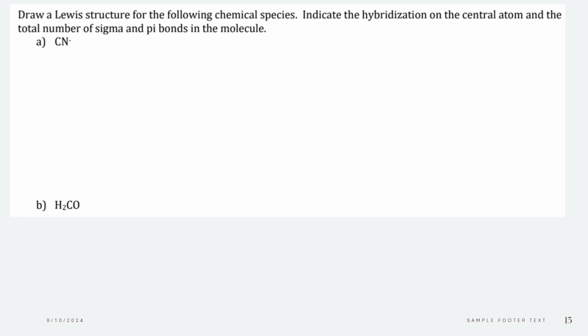Draw the Lewis structure for the following chemical species. Indicate the hybridization on the central atom and the total number of sigma and pi bonds. So we have a total of 10 electrons. Then we have a total of 12 electrons in this one. So if this is carbon, let me do that. And then nitrogen.